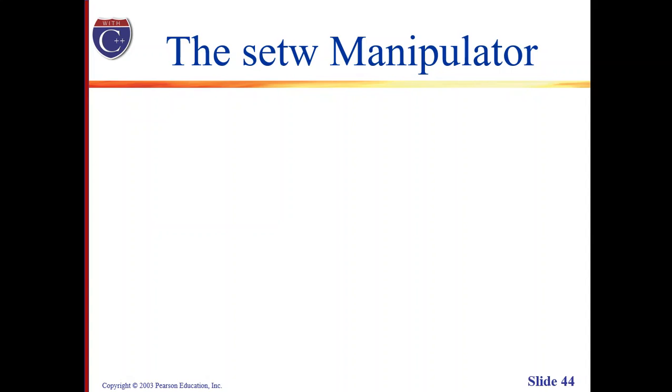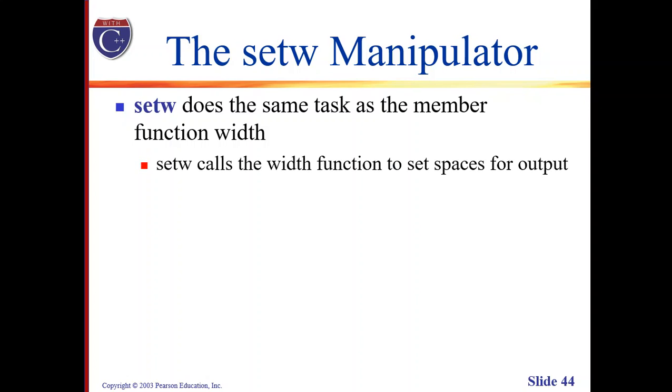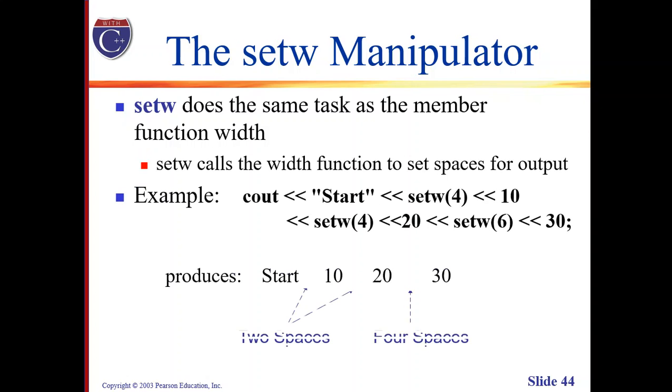For example, we have the setw manipulator. The setw does the same task as the member function width. If you will recall from the previous slides, we use the function width to set the initial space that will be provided to our output. But instead of calling the function width, we can simply use a manipulator such as the setw manipulator to do the same. It calls the width function to set spaces for our output.